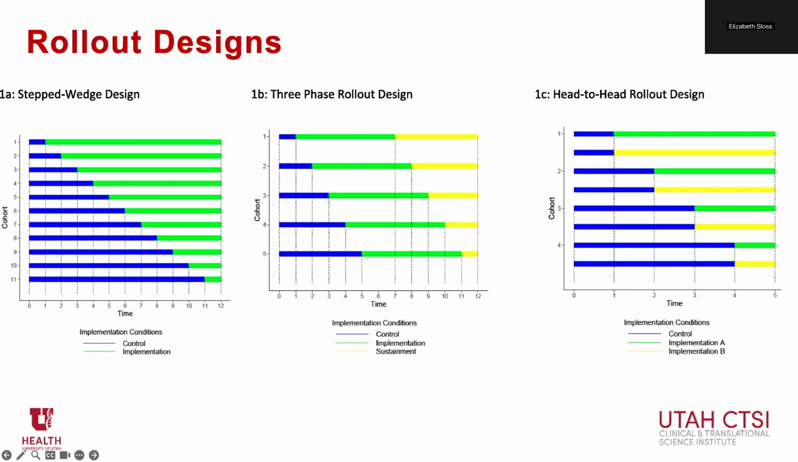You can do this in a 3-phase rollout where you have a control. Each of these bars is a different site. So you start in control, and this has a comparison not only over time, but between different sites. So you have multiple tests of experimentation. You can also do head-to-head rollouts where you're doing 2 different strategies in 2 different sites, and you're comparing the outcomes there, and you're rolling those out in pairs. There's a whole bunch of different rollout designs, but that's a really interesting place where we've been innovating on study designs.